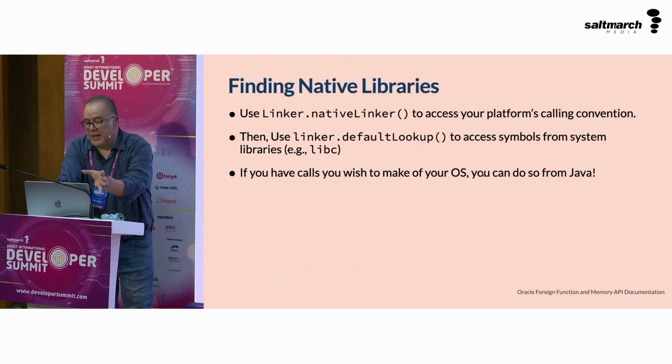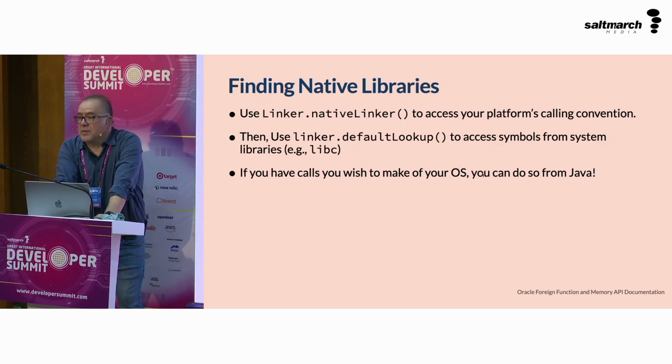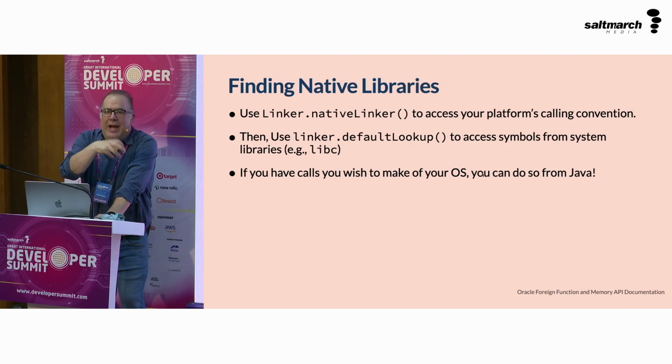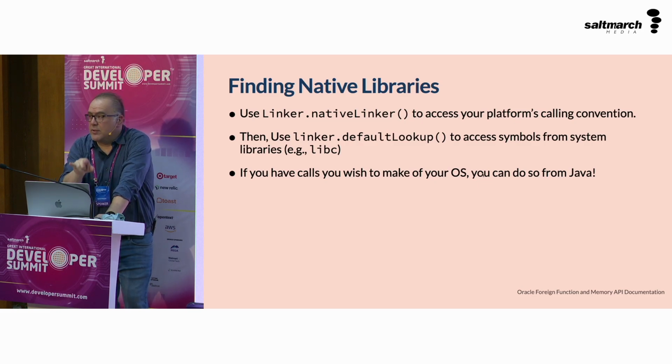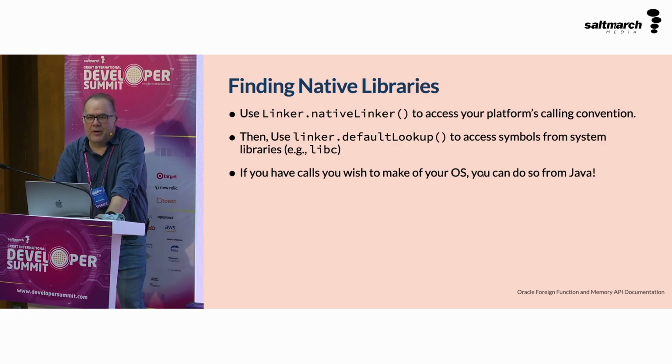Finding native libraries, again, we have the native linker, the default lookup. But the thing I wanted to mention here, for this next demo, I'm going to use default lookup. Default lookup will go to the C libraries that come automatically with your operating system. The previous two that I just did were just going to a particular library, particular dylib, or a particular SO, or a particular DLL. This one's going to your operating system, so it'll find all the utilities within your operating system. So if you want to use qsort or strlen or free or malloc or anything that comes with your standard C, then you'll use linker default lookup. That's where that comes in.